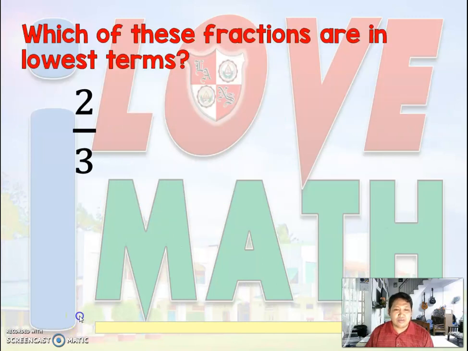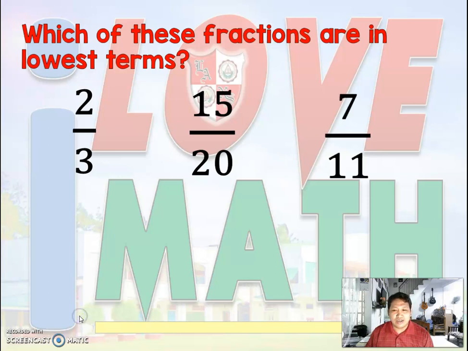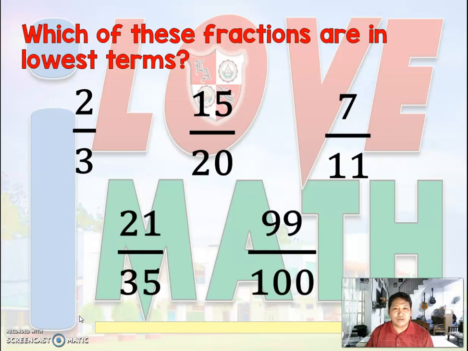I have here some fractions. 2/3, 15 over 20, we have 7 over 11, 21 over 35, and 99 over 100. Which do you think among these fractions are in lowest terms and which are not in lowest terms?